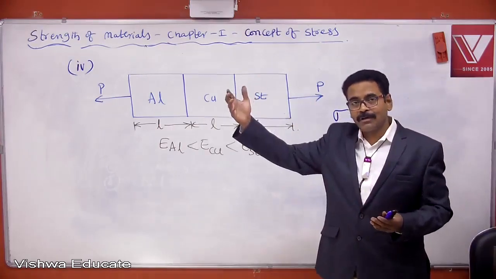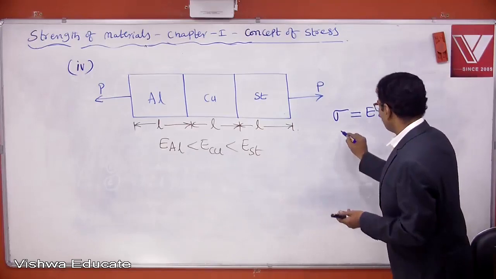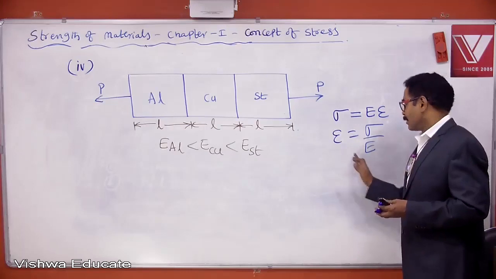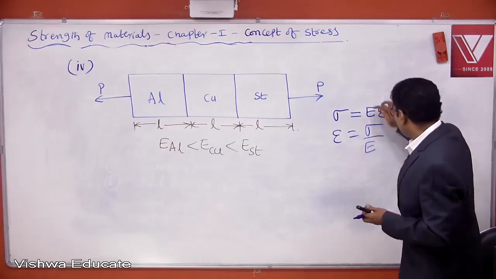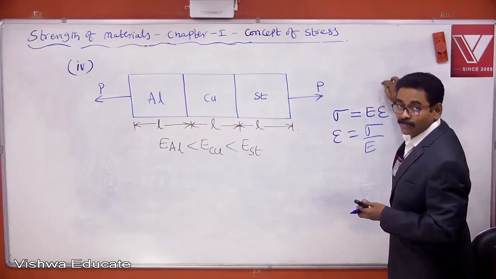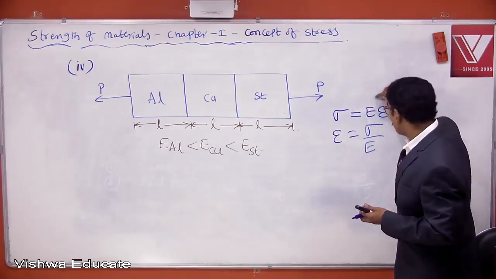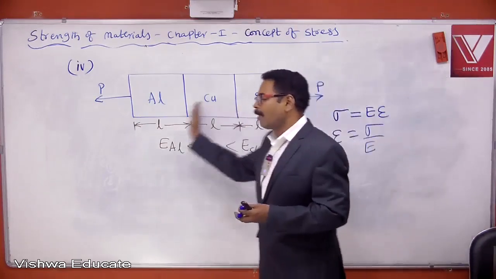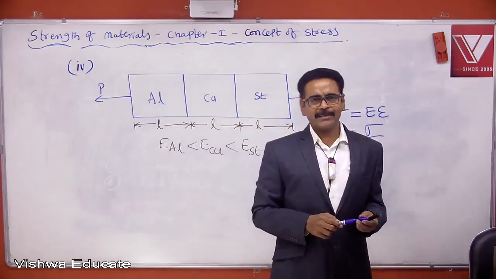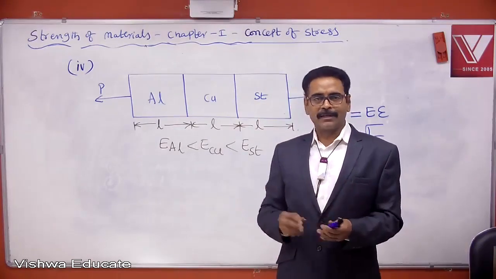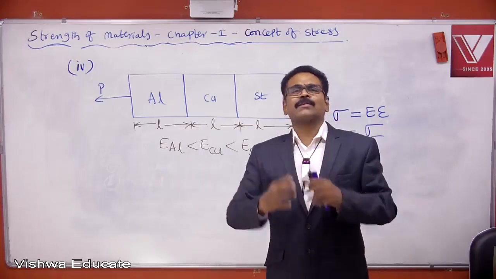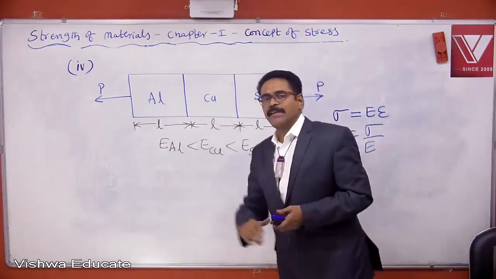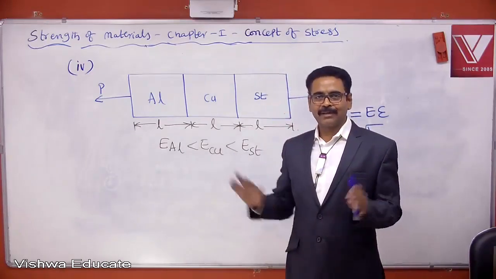Wherever E is more, there strain will be low. Strain is equal to sigma by E. Wherever Young's modulus is more, you will get low strain. So E is more for steel, but epsilon is lowest for steel. So this product is constant. The product of E and epsilon is constant for all these three sections. More the Young's modulus, less the strain. Product is same, so don't make a mistake. So in this example, all sections will carry same stress. Understand?